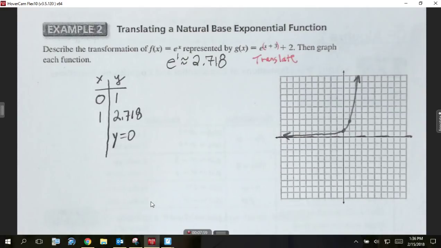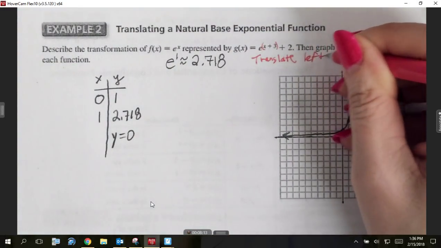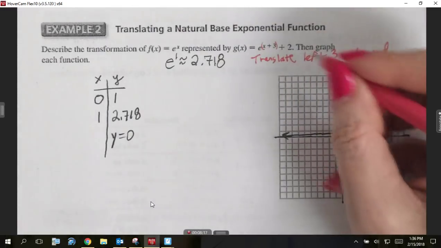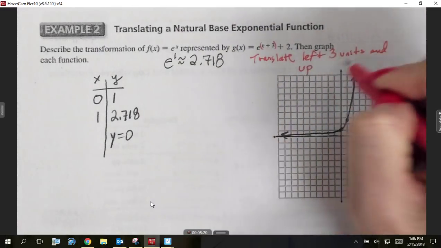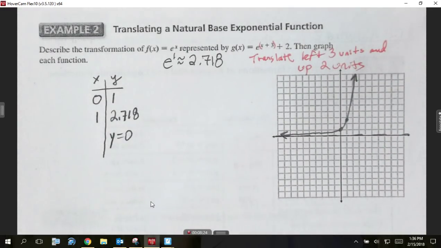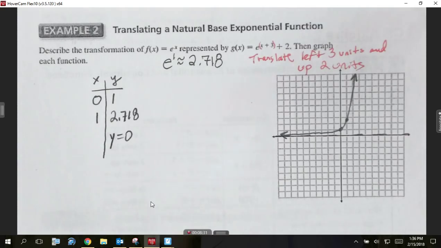They can be written. So x plus 3 is with the x, so the horizontal. And remember, horizontals are opposite. So which way is this one going? Left. And 2 is translating up. I feel like we don't have to sit here and really describe every single transformation anymore. I hope. Even though I'm still doing it.